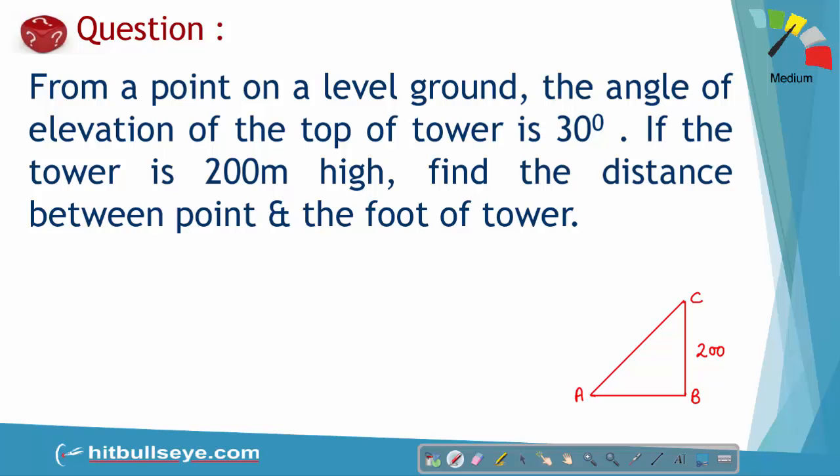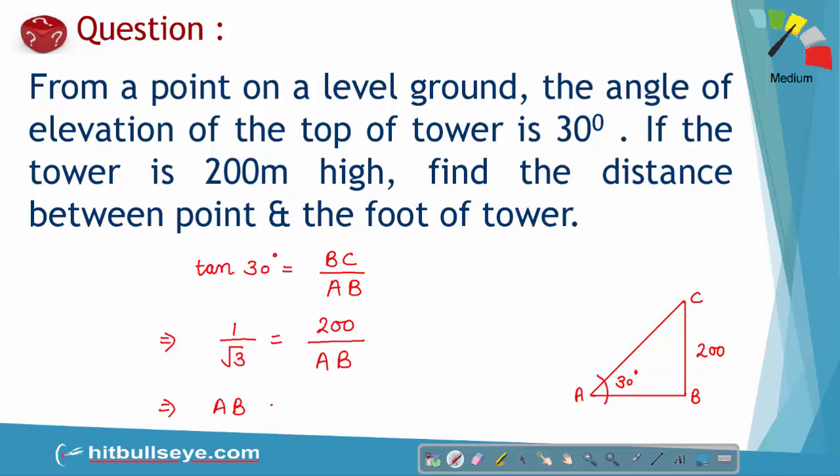What is tan theta? This angle is given as 30 degree. So we can say that tan 30 degree is BC upon AB. Now what is tan 30 degree? This is 1 upon root 3. What is BC? This is 200. So if we calculate, AB will come out to be 200 root 3. As we know that root 3 is approximately 1.732, you should remember this value. It comes out to be 346 meters approximately. So that will be the answer in this case.